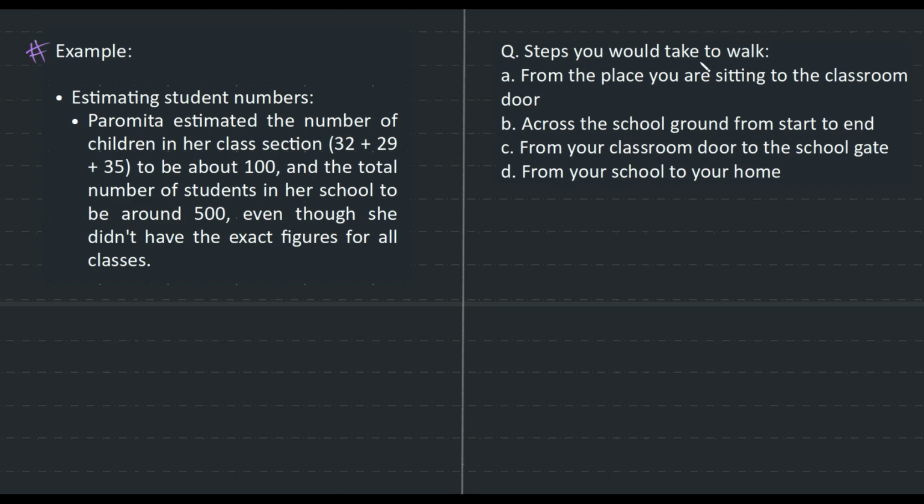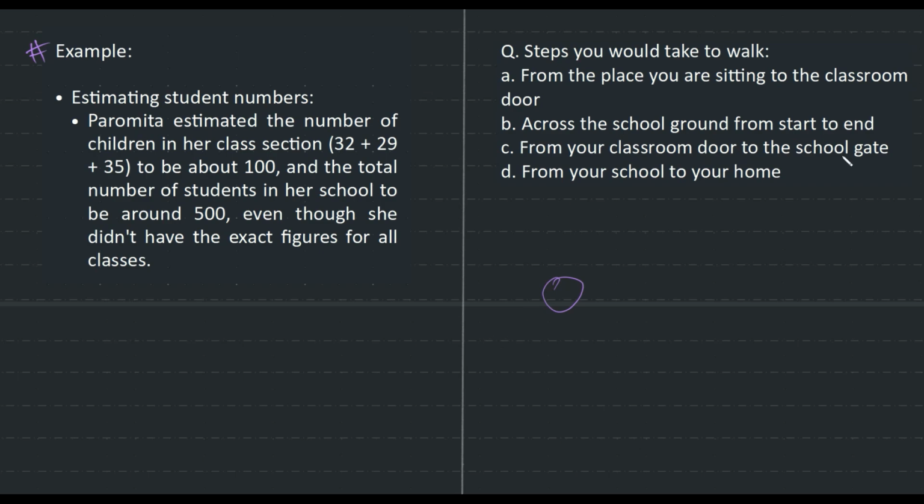Steps you would take to walk from the place you are sitting to the classroom. So this is a question wherein you guys have to give a rough estimate. So this is something that you guys should be doing. Just have a rough estimate of how many steps you might take to go to your classroom door. 2, 10, some might be 20, 30, 40. Across the school ground from the start to the end, so basically going around once.